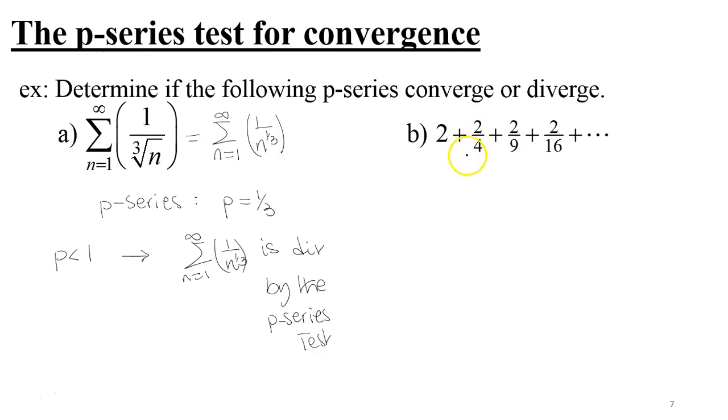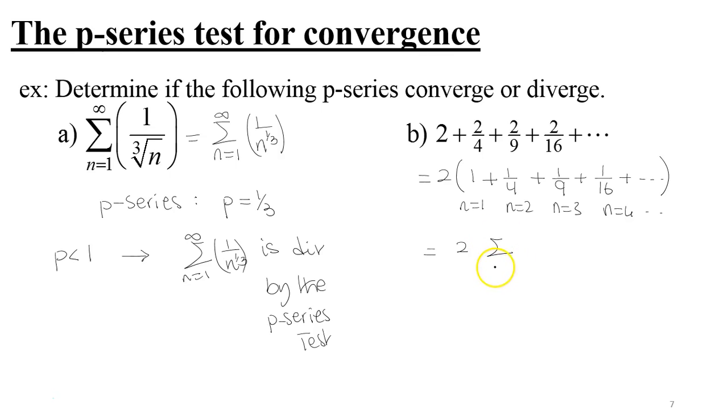If we factor out that 2, you'd notice that the series would be 1 plus 1 over 4 plus 1 over 9 plus 1 over 16, etc. So this is for n equals 1, this is for n equals 2, this is for n equals 3, this is for n equals 4, etc. So we can write the general term here as the series where n goes from 1 to infinity of 1 over n squared. So when n is 1 it's just 1, when n is 2 it's 1 over 4, when n is 3 it's 1 over 9, etc.